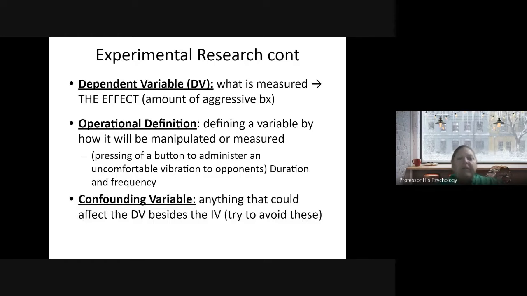We have to be careful not to introduce confounding variables into our study. That is anything that could affect the dependent variable besides the independent variable. So is there something else in our study that's going to make people press that button more and have that aggressive behavior more that has nothing to do with the violent video game?